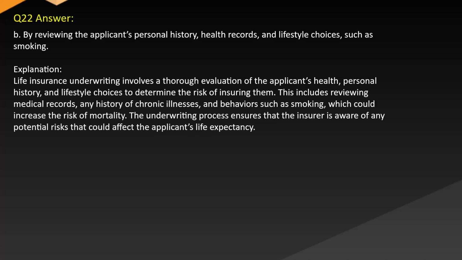Answer. B. By reviewing the applicant's personal history, health records, and lifestyle choices such as smoking. Explanation. Life insurance underwriting involves thorough evaluation of the applicant's health, personal history, and lifestyle choices to determine the risk of insuring them. This includes reviewing medical records, any history of chronic illnesses, and behaviors such as smoking, which could increase the risk of mortality. The underwriting process ensures the insurer is aware of any potential risks that could affect the applicant's life expectancy.